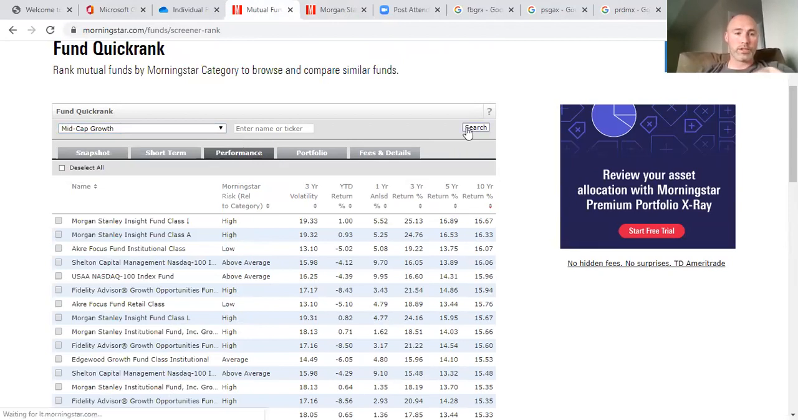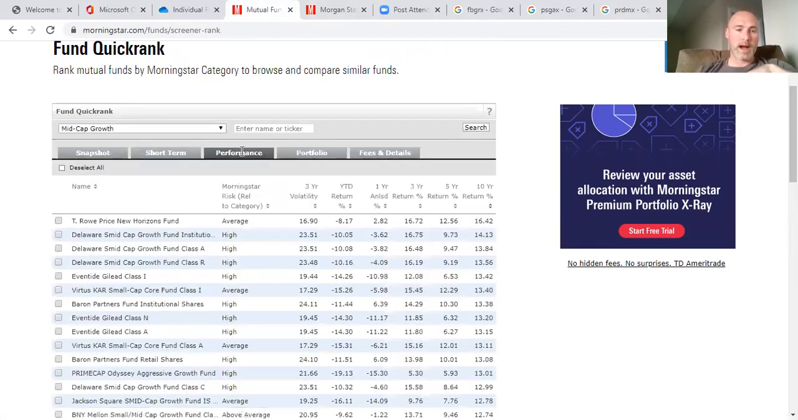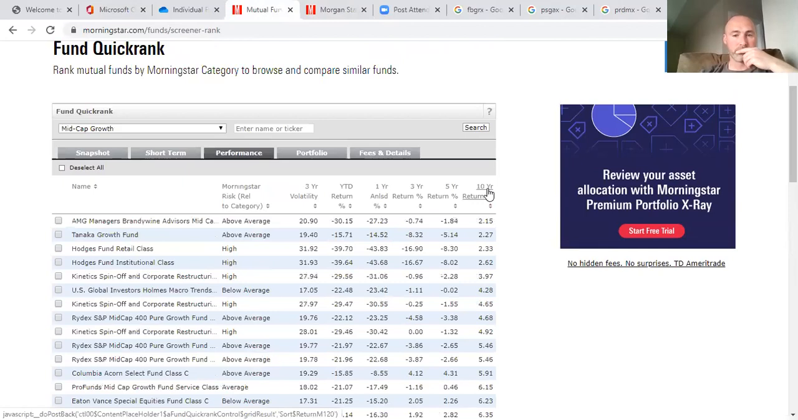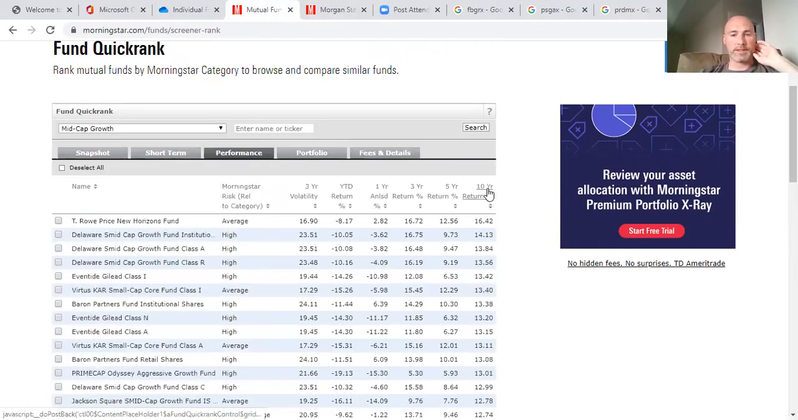We will click search. We're going to sort by performance. Click 10-year rate of return performance. Oops, I clicked it too many times. 10-year return performance. And here's one right at the top. And you can start there and start clicking through and seeing if there's any mutual funds that you could possibly invest in for a mid-cap mutual fund.